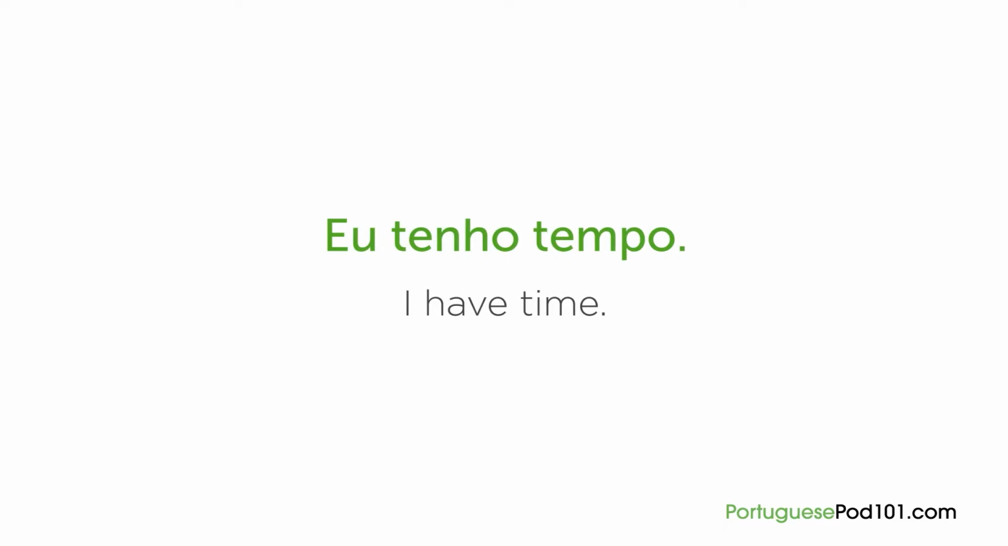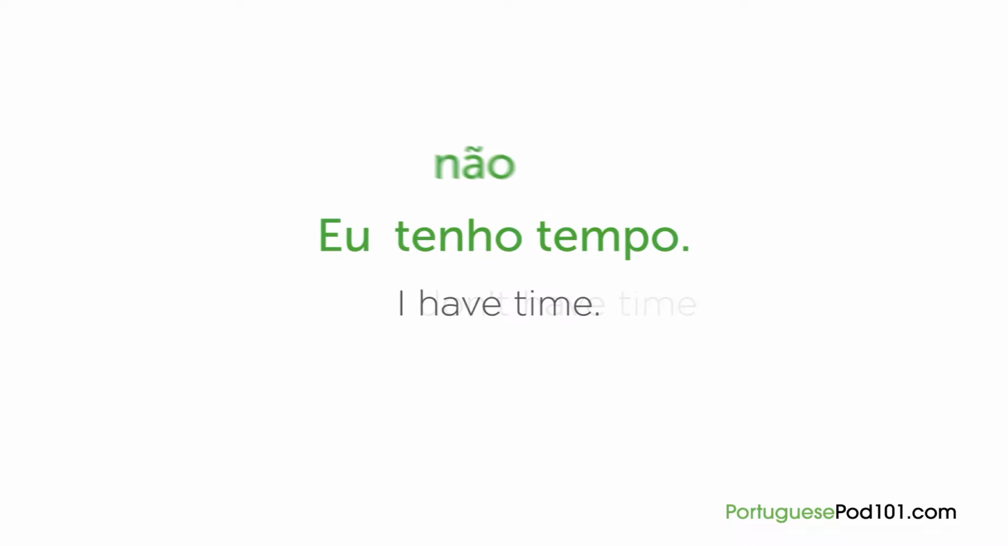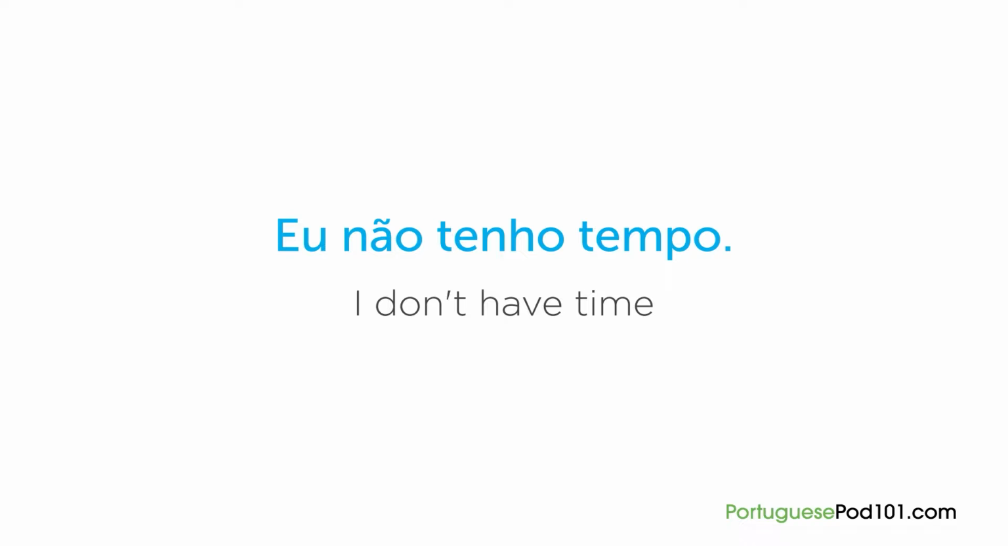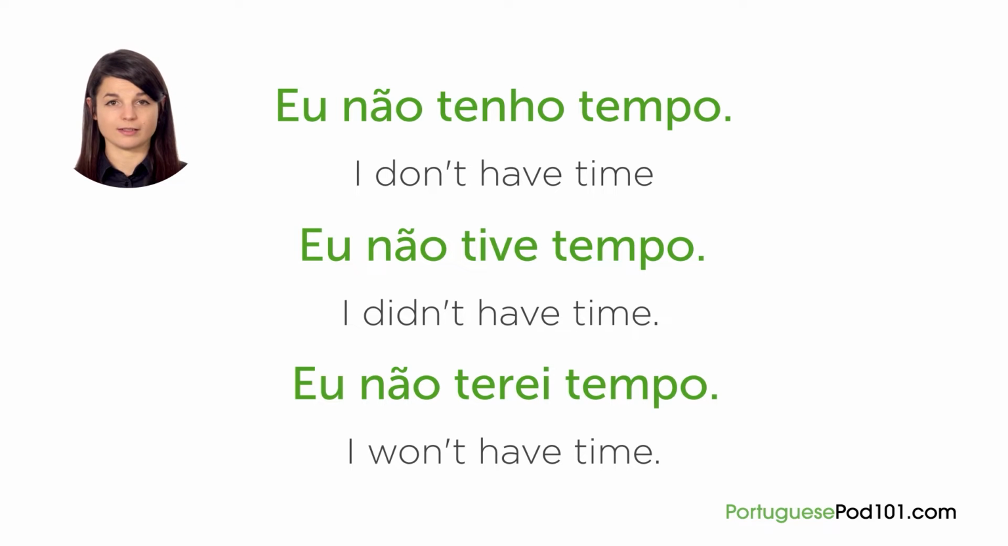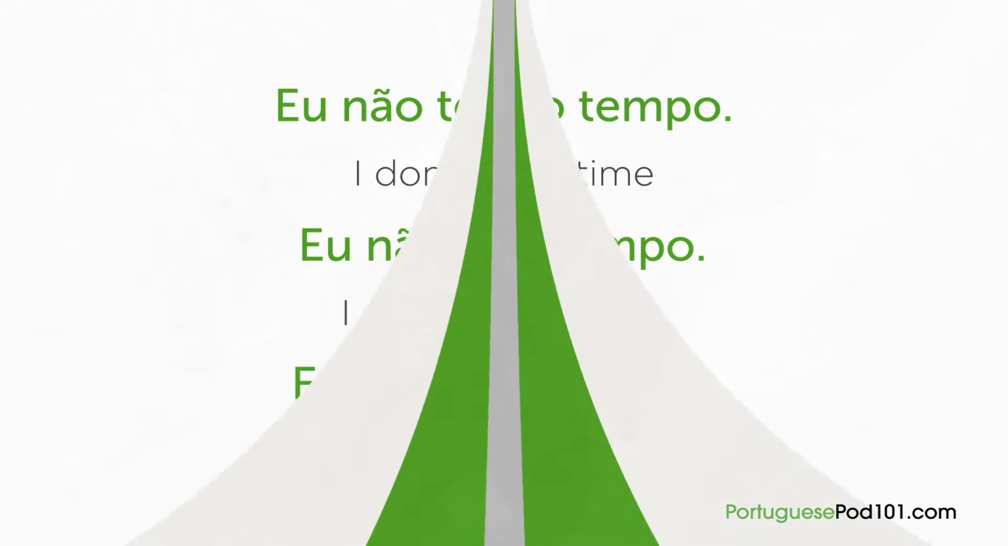Let's see another example. With the statement, how can we make it a negative sentence with the word não? You try. Eu não tenho tempo. Well done! Notice that this negative word is not a verb, so it won't change according to verb tense. The verb changes, but the negative word doesn't, which is quite different from English. Eu não tenho tempo. Eu não tive tempo. Eu não terei tempo.